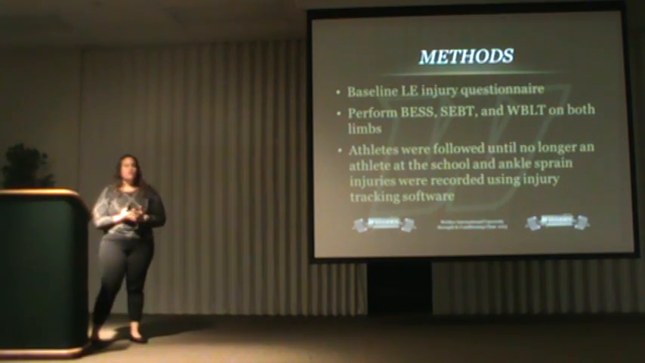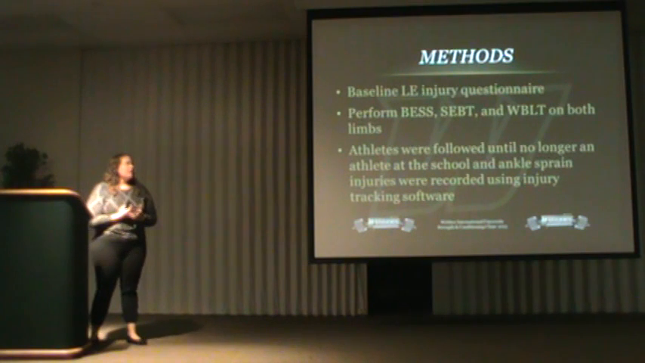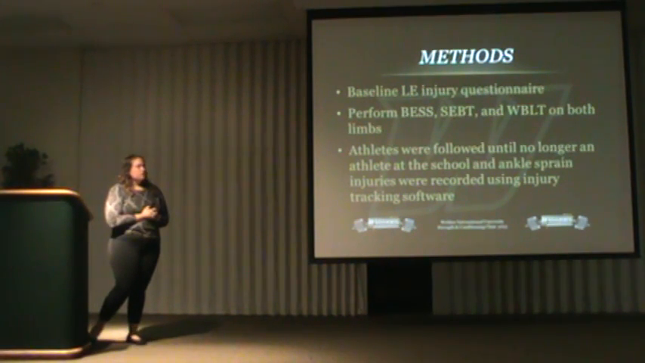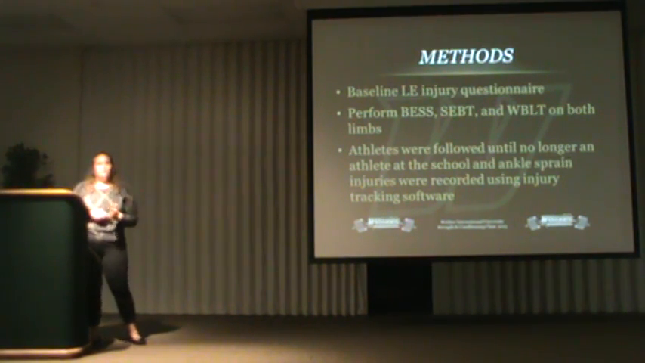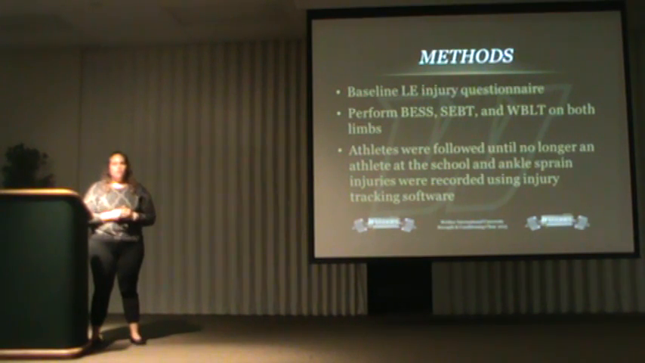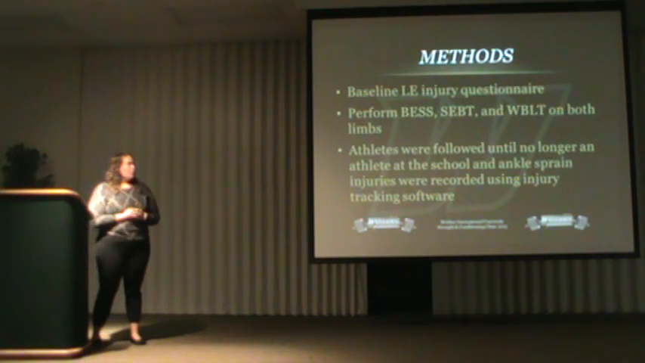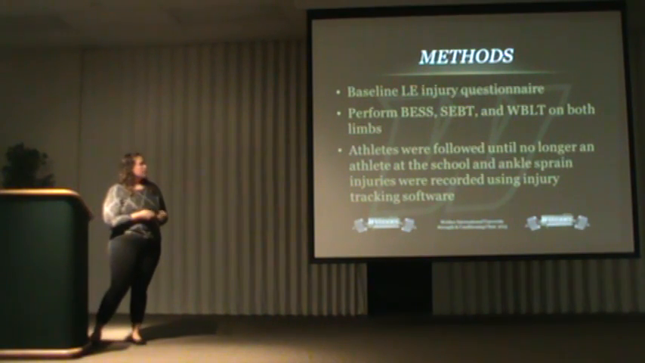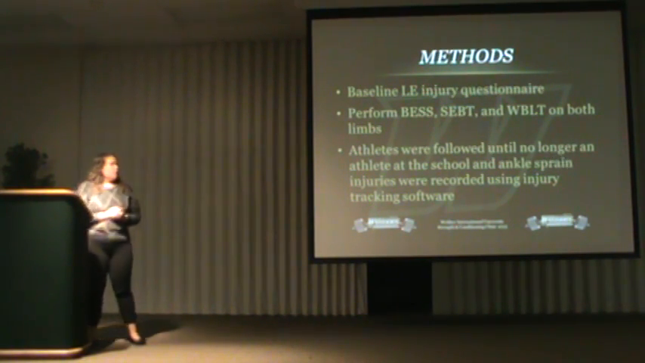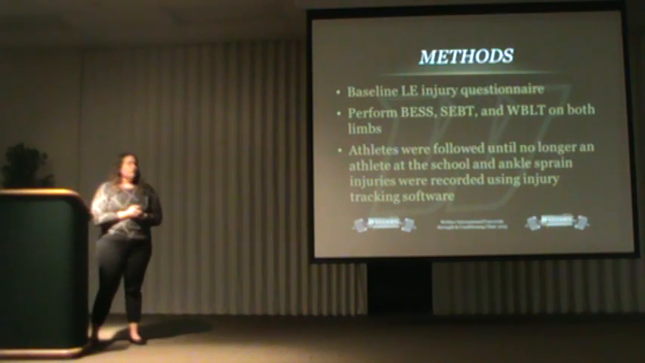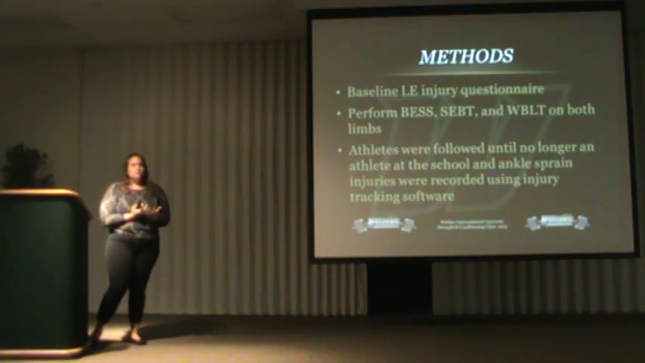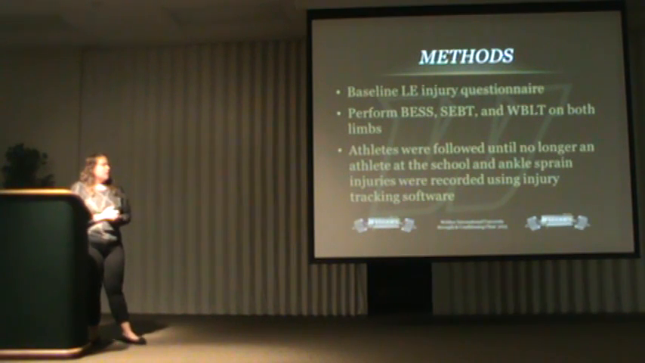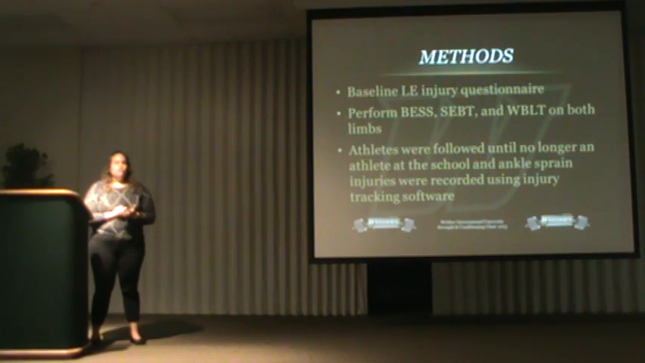So then after they finished that, we had them perform the BEST test, the Star Excursion, and the weight-bearing lunge test on both limbs. We counterbalanced the order of the tests, so each athlete wasn't doing the same order of tests, they were randomized. And then we also counterbalanced the limbs, so everybody didn't do the right limb first. After that, we just followed them until they were either no longer an athlete at the school or we ended the study. And we looked for their ankle sprain injuries in our injury tracking software.